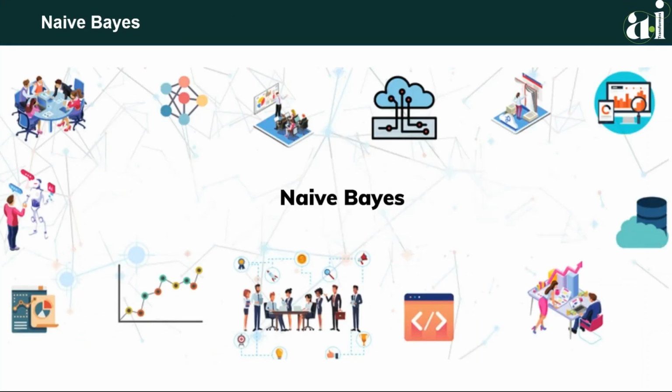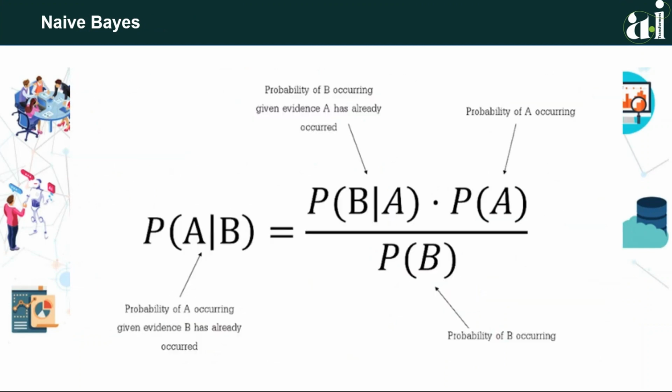Now let's switch gears to another classifier, naive Bayes. While SVM relies on geometry and boundaries, naive Bayes is rooted in probability. It gets its name from Bayes' theorem, which calculates the probability of an outcome based on prior knowledge.